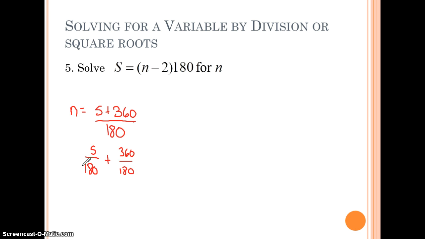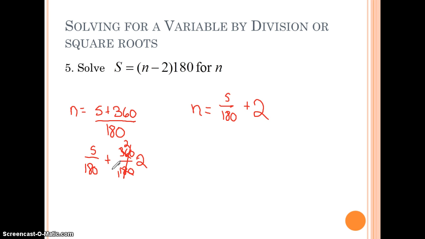As you can see, we still have our common denominator. That's why it can go over like that. So we have s over 180 plus 360 over 180. This can be reduced by 180. 180 goes into 180 one time. 180 goes into 360 two times. So the actual answer, the final answer, should be s over 180 plus 2.